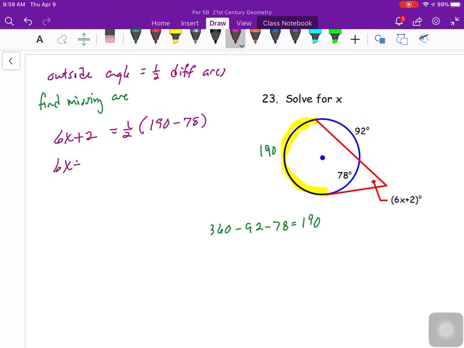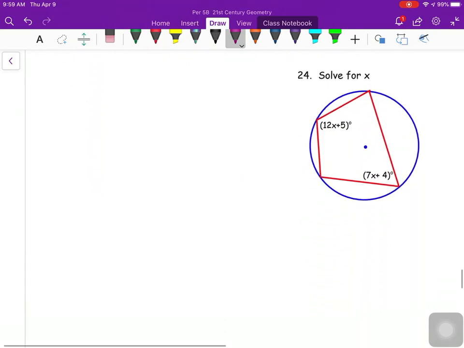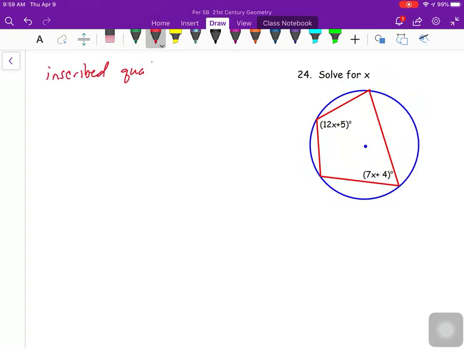And now we'll fill into our formula. The outside angle was 6x plus 2. And that's equal to 1/2. And then the difference of the arcs would be 190 minus 78. 6x plus 2 would be equal to 56. Subtract 2, 6x would be equal to 54. Divide by 6, x would be equal to 9.